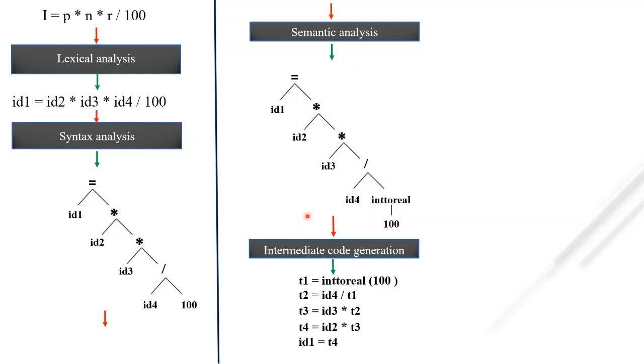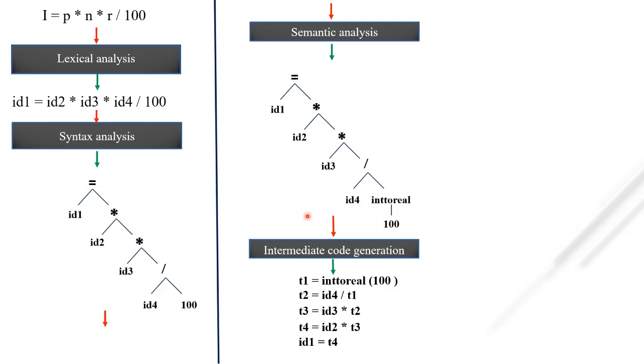So this is an intermediate code in the form of 3 address code, which is commonly used. As we know, there are 3 forms of intermediate code. First one is postfix notation, then 3 address code and syntax tree. But we are generating it in the form of 3 address code.